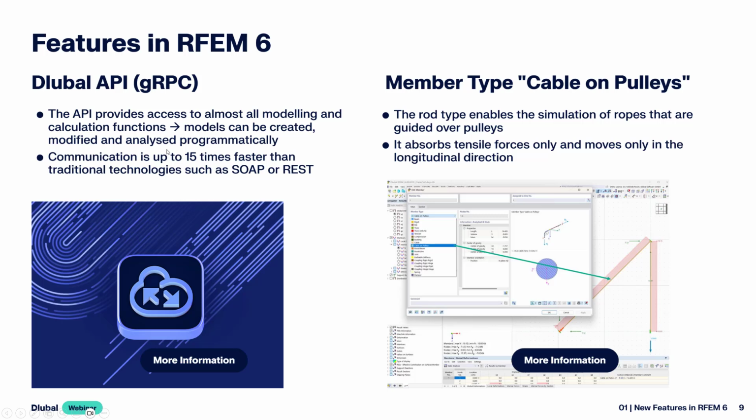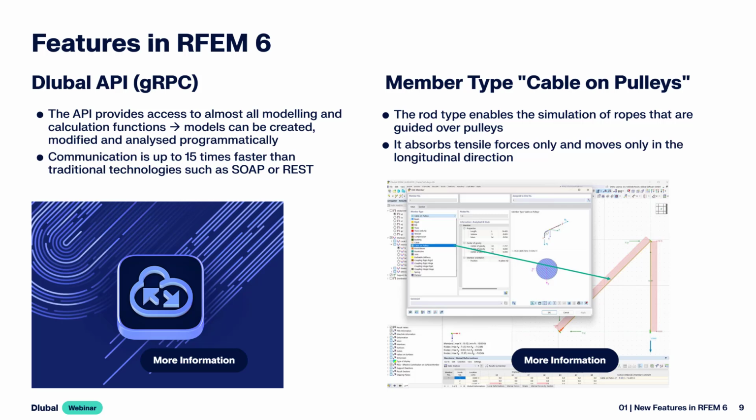The Dlubal API is new, the gRPC. It's up to 15 times faster than traditional technologies such as SOAP or REST. Then use also the member type cable on pulleys. We had this feature already in RFEM 5, but now it's also available in RFEM 6. And you can simulate ropes that are guided over pulleys.